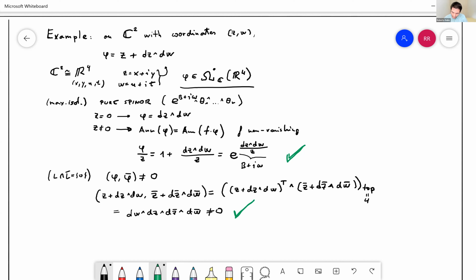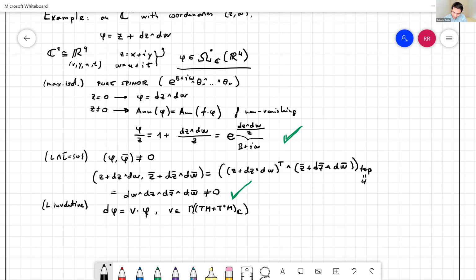bar equals 0. Last condition, and it's the last one because it has to do with integrability. So remember, in the case of L, it was L involutive, and L involutive is actually equivalent to having that the differential of the form equals some V acting on phi for some V, which is a section of Tm plus T star M. In general complexified, you can actually reduce this to real, but it's better for us to do it like this.